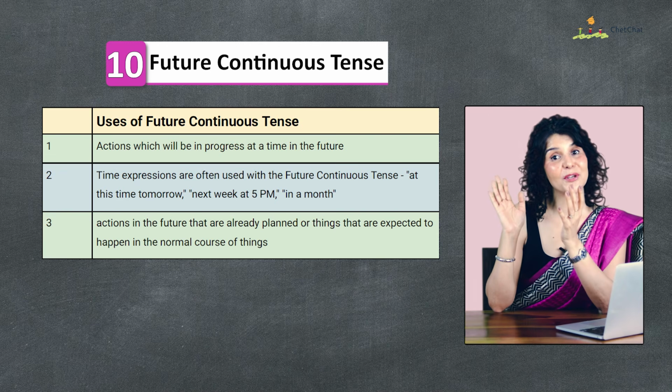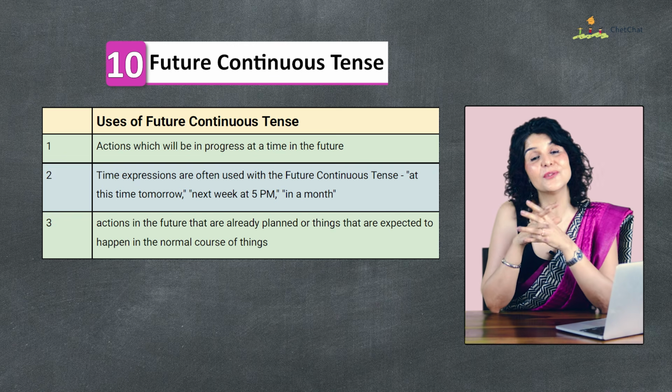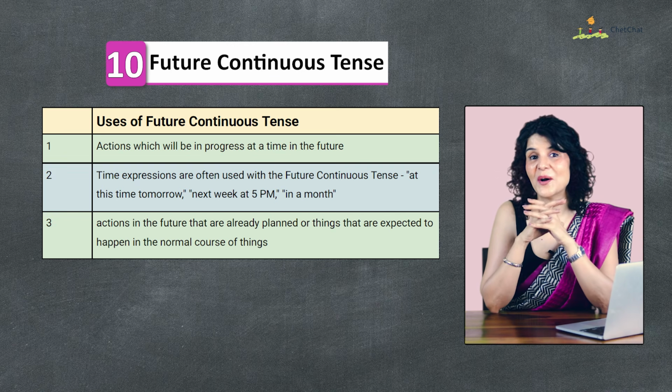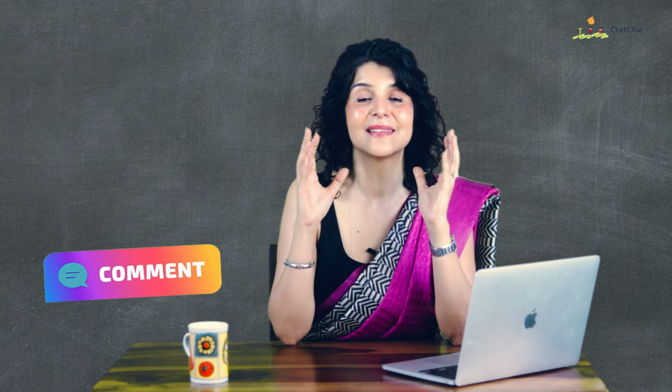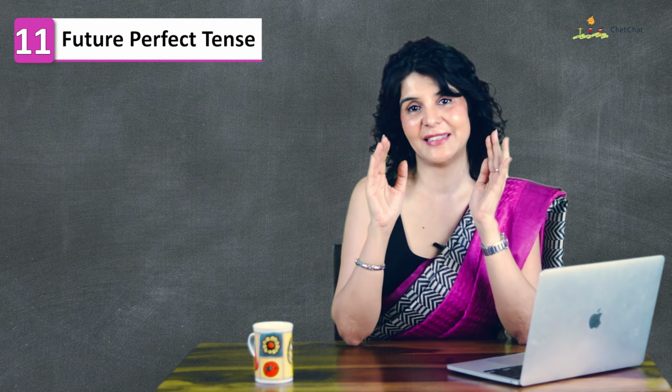Okay, here's a summary on your screen with the 3 uses of future continuous tense. Once again, take a screenshot. I know we're going a little fast in this class, but like I said, if you have any questions, drop them. And if you want to see a bigger, longer, slower masterclass, then a 45-minute class is there for you in the link below. And now let's go to tense number 11, which is future perfect tense.